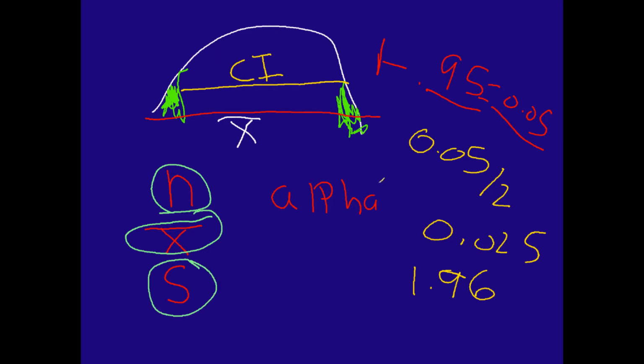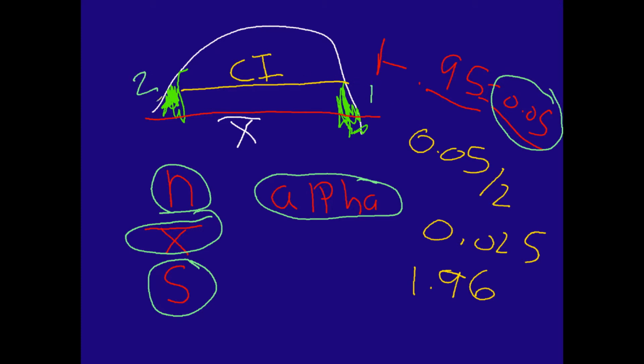We've talked about that. We must know our alpha, and our alpha was taken from taking 1 minus 0.95, the whole range of the distribution right here, and you get 0.05. But we're not done yet, because we don't have one tail, we have 2 tails. So we have to divide that number by 2 and we get 0.025. This number right here must be converted to a z-score, and it's going to be 1.96.